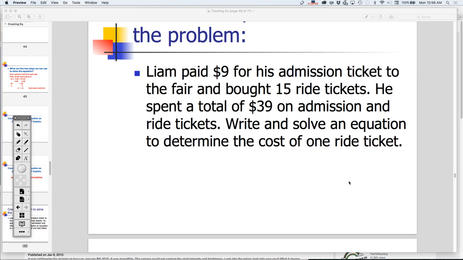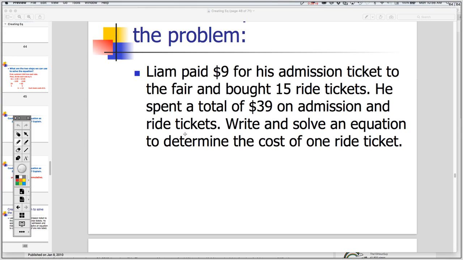What do I know about each sentence? Each sentence, for the most part, will tell me an equation. Very few will be different than that. So we have: Liam paid $9 for an admission ticket to the fair and bought 15 ride tickets. He spent a total of $39 on admission and ride tickets. Write and solve an equation, so this is your final one.